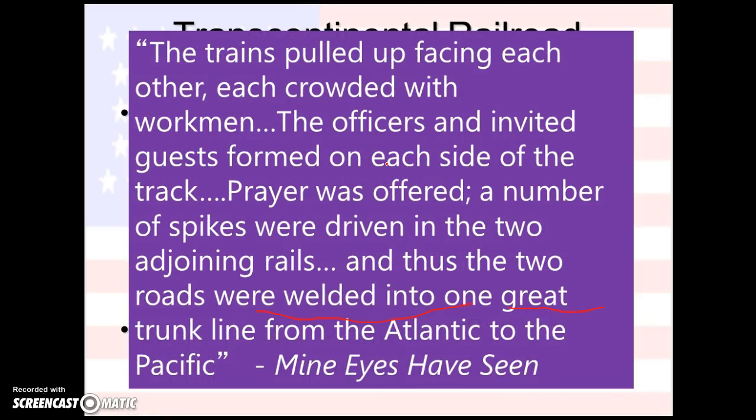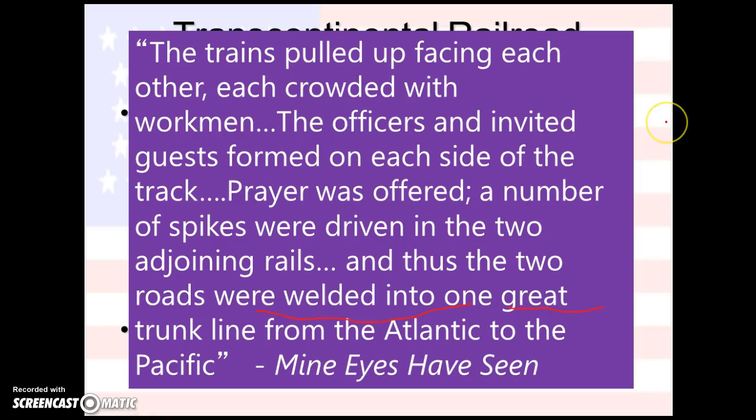Okay, here's an excerpt from the actual Promontory Point. The trains pulled up facing each other, each crowded with workmen. The officers and invited guests formed on each side of the track. Prayer was offered, a number of spikes were driven in the two adjoining rails, and thus the two roads were welded into one great trunk line from the Atlantic to the Pacific.